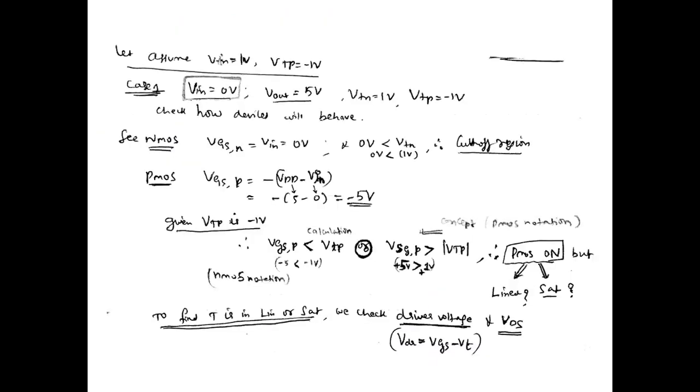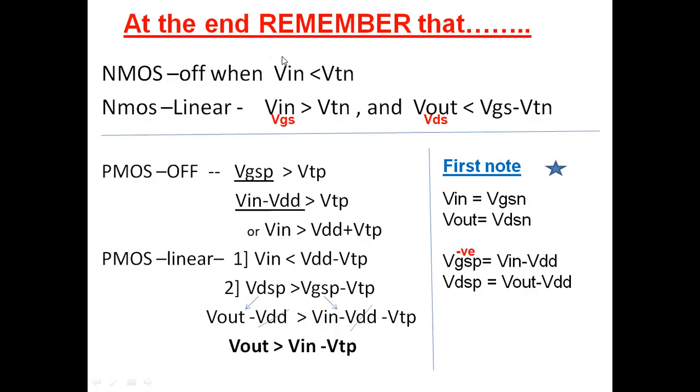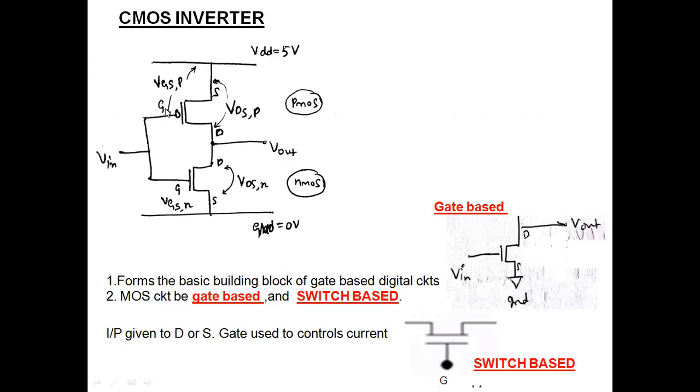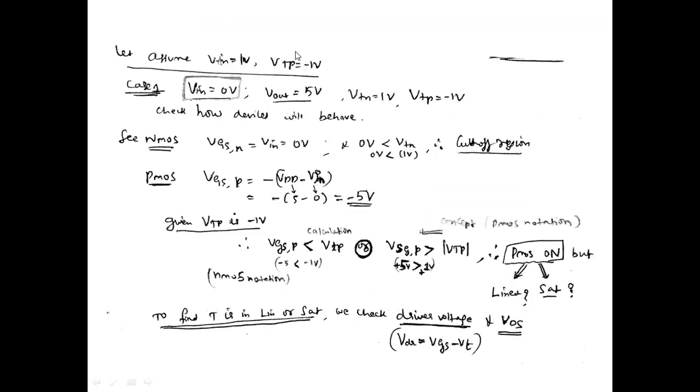So for the first case, let me assume Vin is equal to 1 volt. What is VTP? VTP is the threshold voltage of the PMOS device, and we know that the threshold voltage for PMOS is always a negative value. So suppose VTP is equal to minus 1 volt for the PMOS device, and Vin is equal to 1 volt.